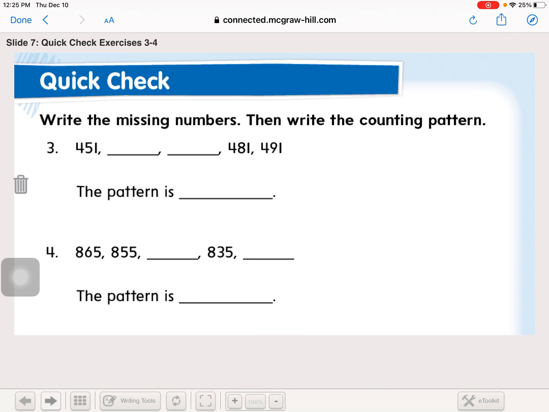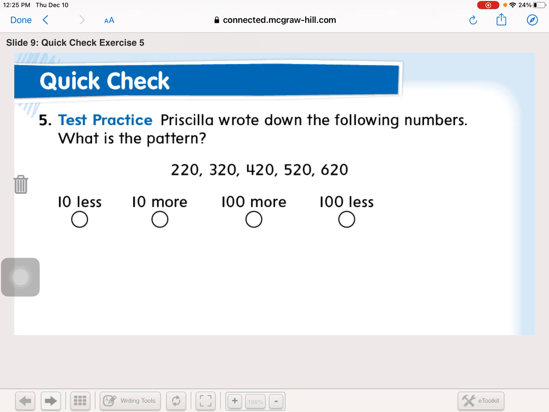Pause your video and push play when you're ready to check and see how you did. Okay, did you get 10 more for number 3 and 10 less for number 4? I hope so. Check your numbers to make sure you've got them in there correctly.